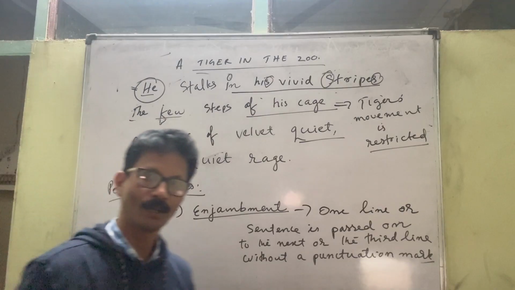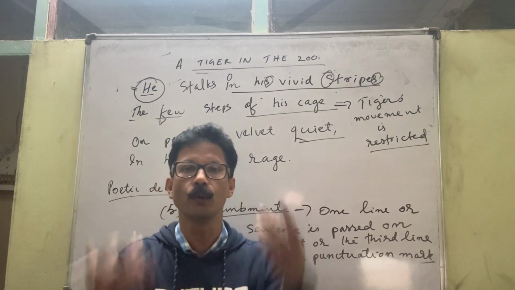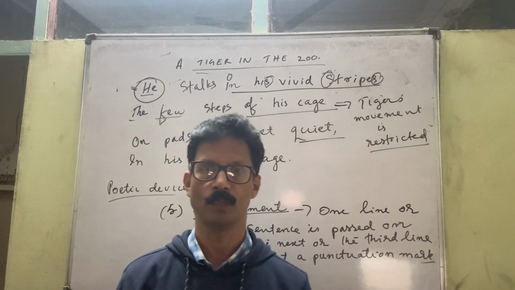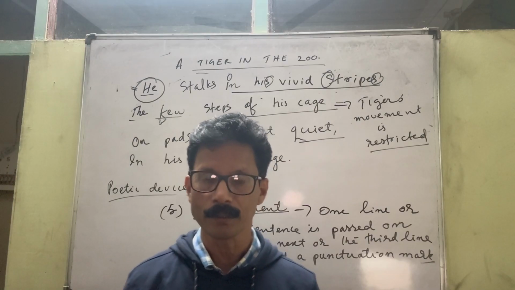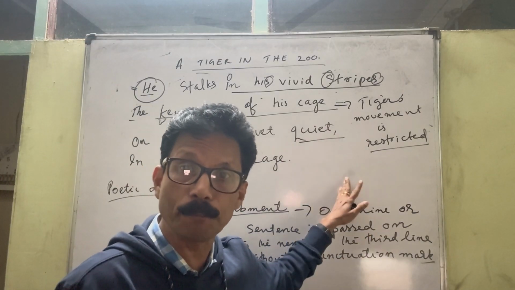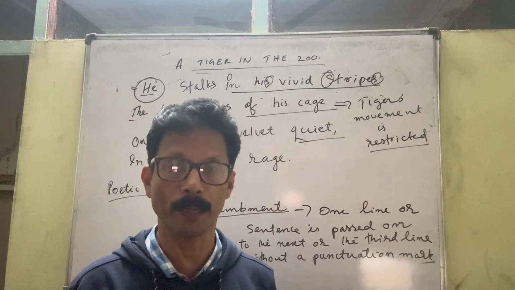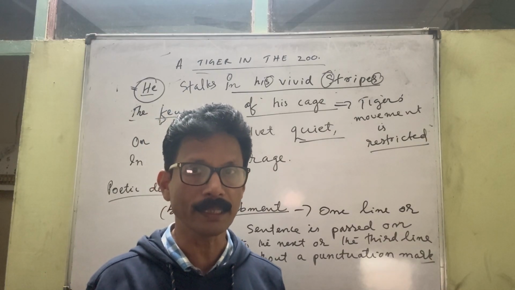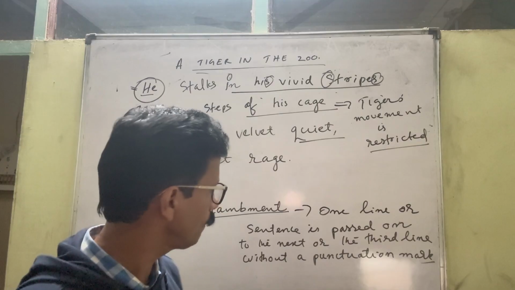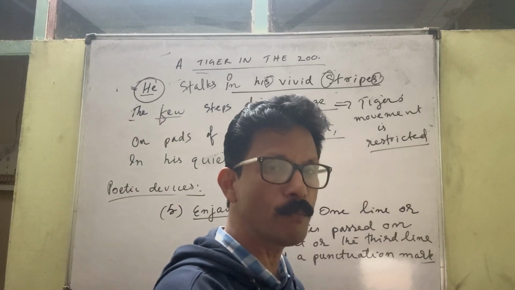Yes, that is the meaning of enjambment. Many of you may not know what enjambment actually means, so now you understood the meaning of enjambment. Then you understood how the poet has used this poetic device in this particular stanza of the poem. I think it is clear. I have made it clear to you. Very good. And now we will go to the next, that is oxymoron.